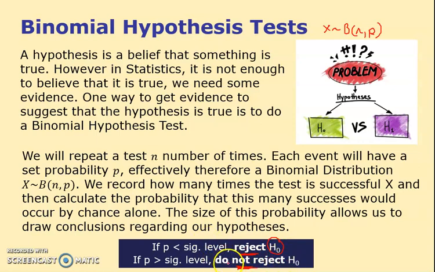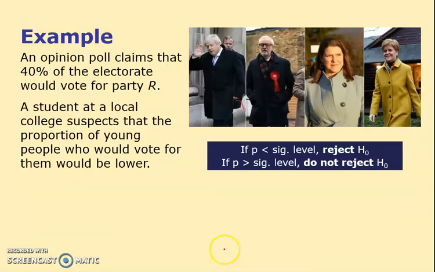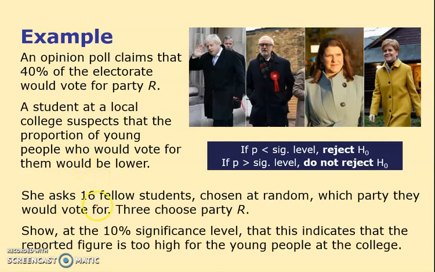We'll come back to this blue box in a bit. We've got an example under our belt. An opinion poll claims that 40% of the electorate would vote for one of the parties, and I've got 4 party leaders up there from a relatively recent election. A student at a local college suspects that the proportion of young people who would vote for them would be lower. So the student asked 16 fellow students which party they would vote for. Notice there's a set number they ask; this is the n.